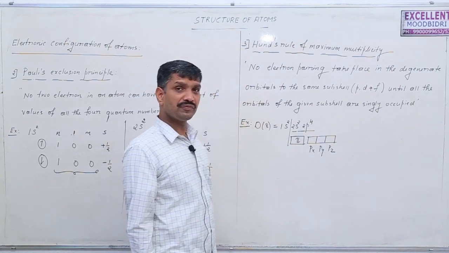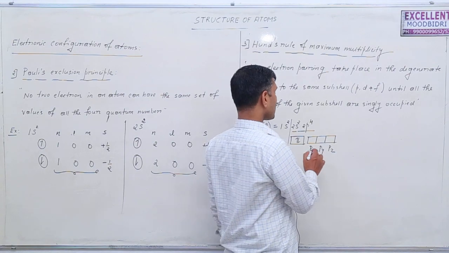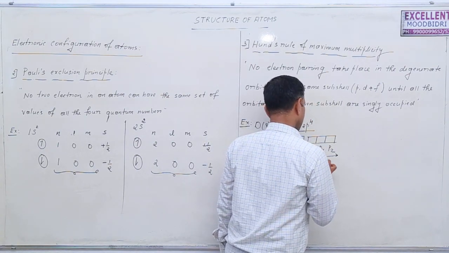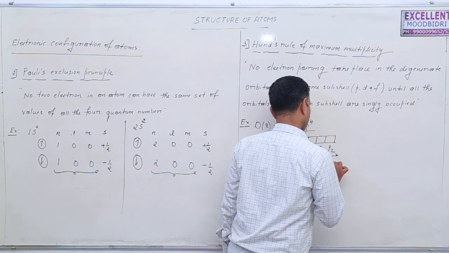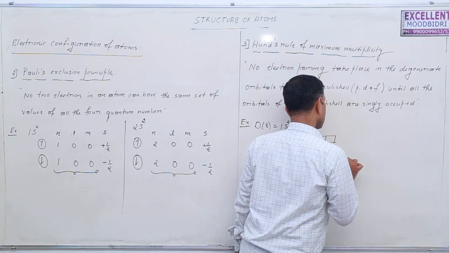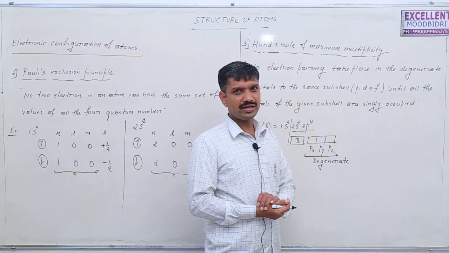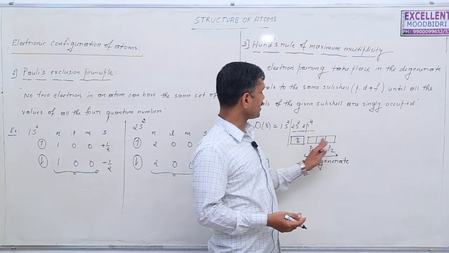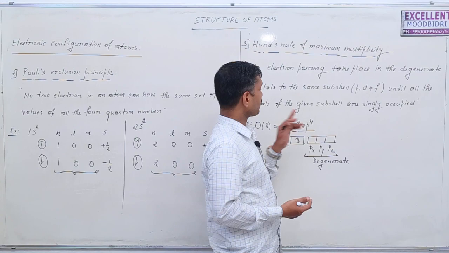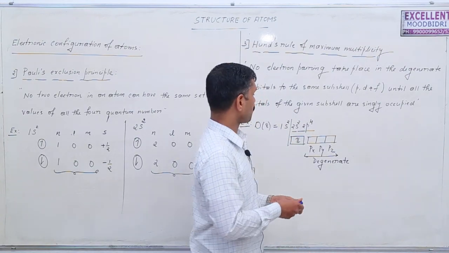But now, how to fill up the electrons? Because px, py, pz are called degenerate orbitals. What is meant by degenerate orbital? Orbitals having the same energy are called degenerate orbitals. Here these three are degenerate because their energies are the same. Now there are 4 electrons. How to fill up the electrons here?